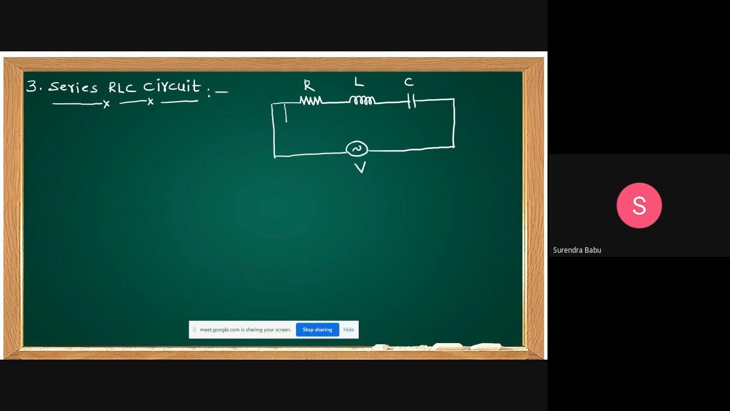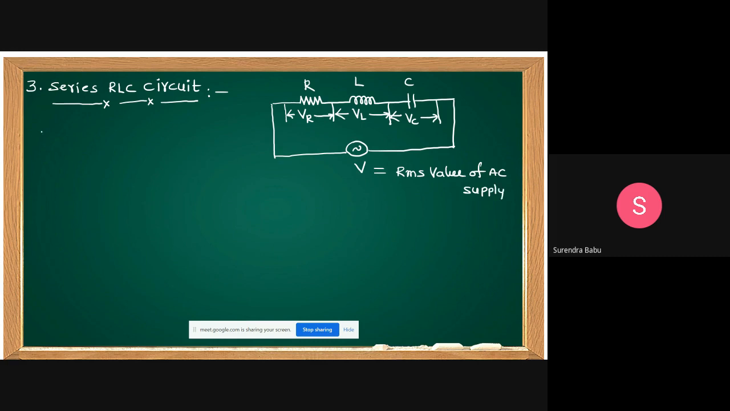The voltage across the resistor I take as VR. The voltage across the inductor is taken as VL. The voltage across the capacitor is taken as VC. All these notations are RMS values, where V is the RMS value of the AC supply.